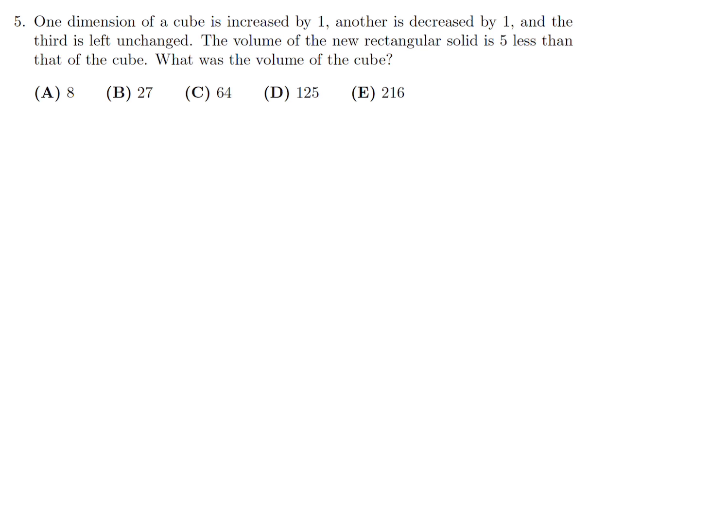One dimension of a cube is increased by 1, another is decreased by 1, and the third is left unchanged. The volume of the new rectangular solid is 5 less than that of the cube. What was the volume of the cube? x plus 1, x minus 1, and x. These are the dimensions of this new rectangular solid, and that is 5 less than the volume of the cube. The volume of a cube, of course, is just x to the power of 3, where x is the side of the cube. So this is the mathematical equation that we have to solve.